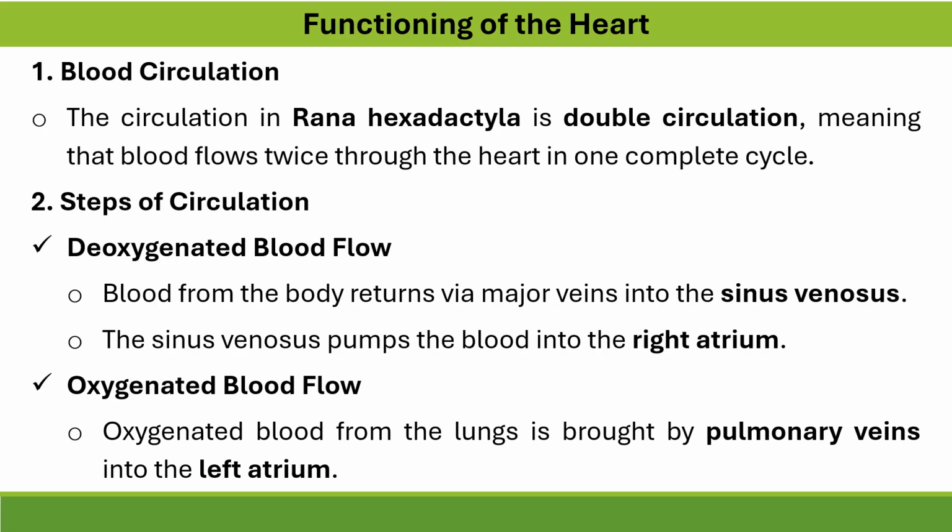First we will see the flow of the deoxygenated blood. The blood from the body returns via major veins into the sinus venosus. The sinus venosus opens into the right atrium and pumps this entire deoxygenated blood into the right atrium. Now coming to oxygenated blood flow, the oxygenated blood from the lungs is brought by pulmonary veins and enters the left atrium.